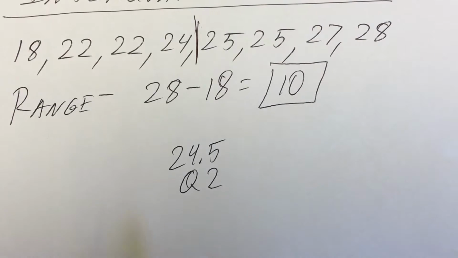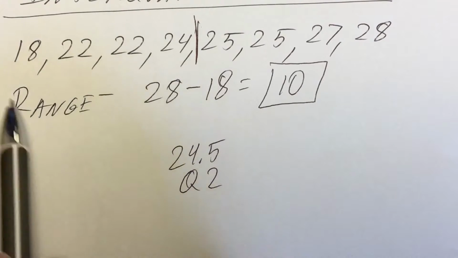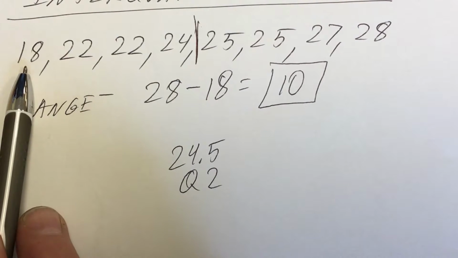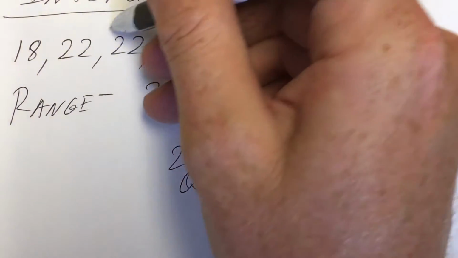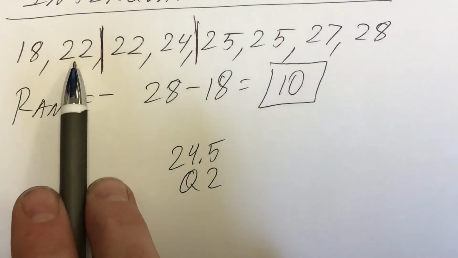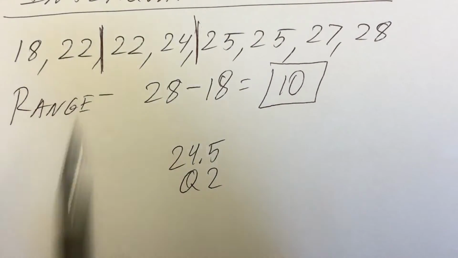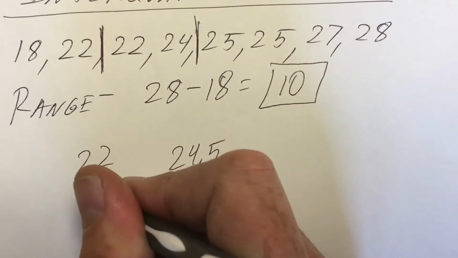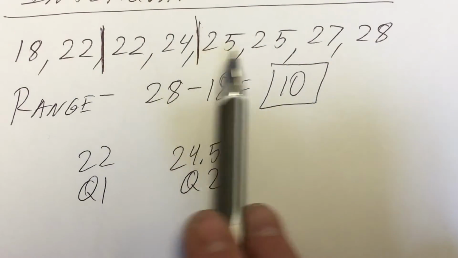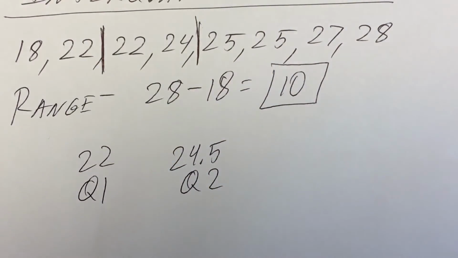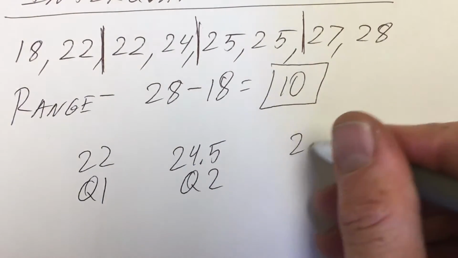For the interquartile range, we need to find quartile 1 and quartile 3. Quartile 1, again, would be halfway between the minimum value and quartile 2, or if we have 4 numbers, halfway between the second and third number. Since these are both 22, quartile 1 is also 22. Quartile 3, again, would be halfway between quartile 2 and the maximum value, and in this case would be halfway between 25 and 27, which would be 26.